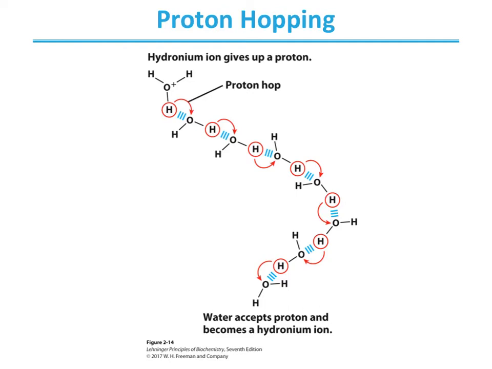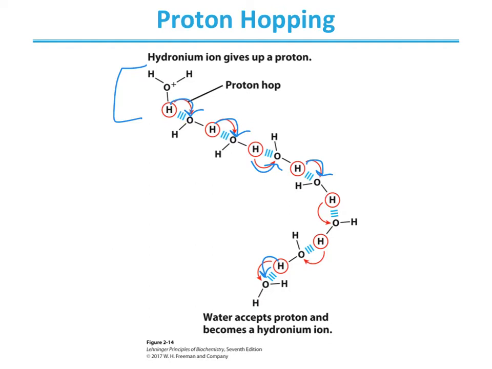Proton hopping can occur between a series of hydrogen-bonded water molecules, and it will result in an extremely rapid net movement of a proton over a long distance. So starting with this hydronium ion, and then you have a series of water molecules, that H plus is getting transferred to the next water molecule, which then loses a proton to get transferred to the next molecule, and so on and so forth, all through the chain.